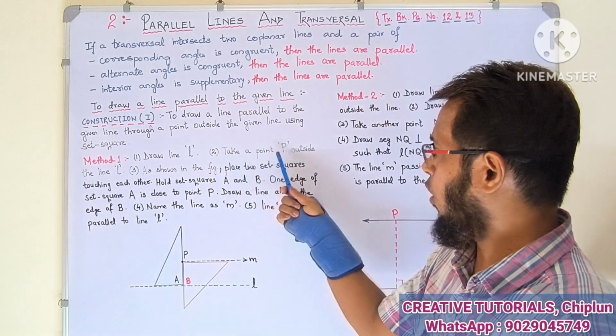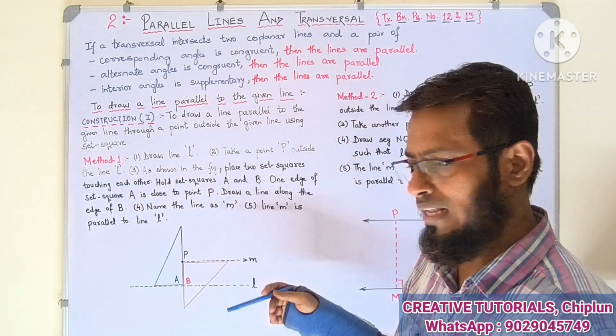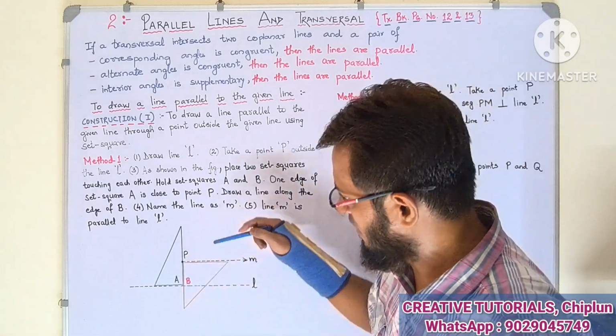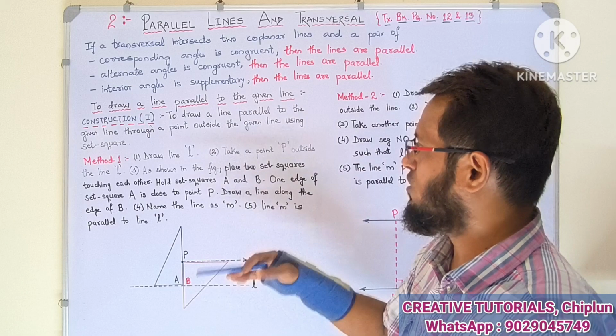Then take a point P outside the line L. So outside the line, on this side, I have taken this point P. You can see this dot. This is the point P which I have taken outside the line L.